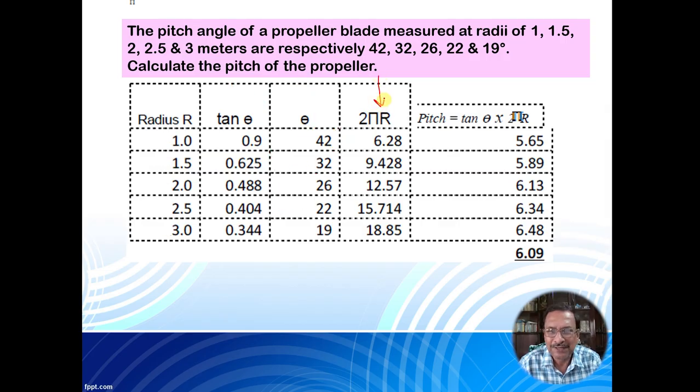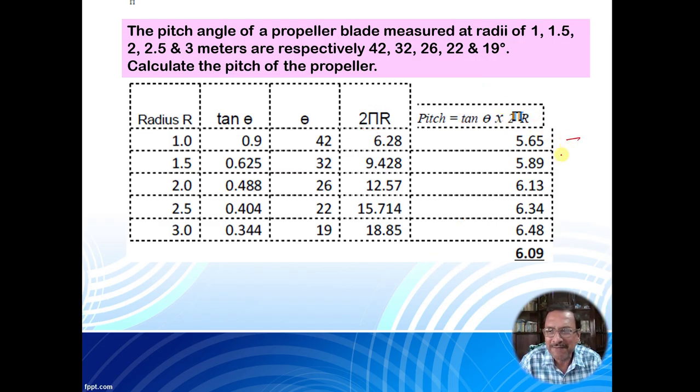Fourth column, we write the 2 pi r. That is the distance that that point of the radius would move in one rotation. That is 2 pi r. And finally, the last column is the pitch using the formula pitch equals tan theta into 2 pi r.